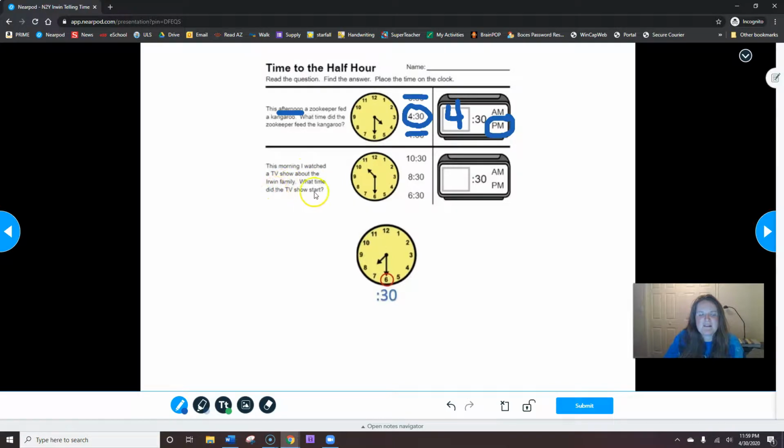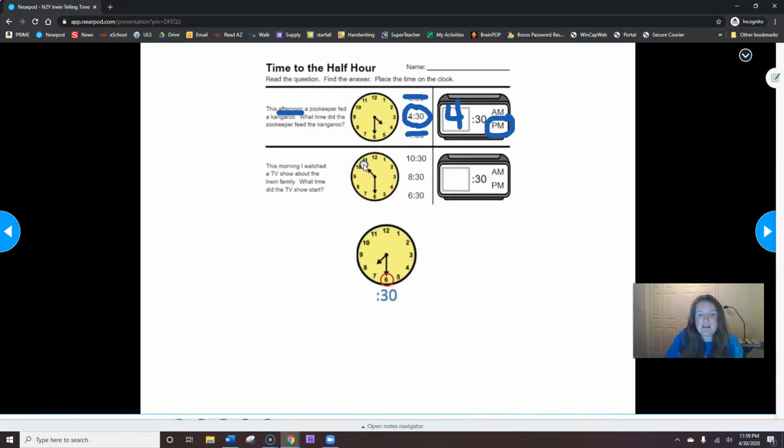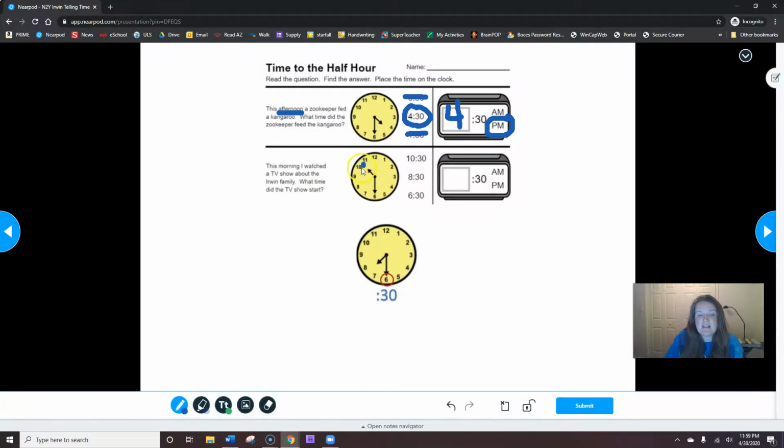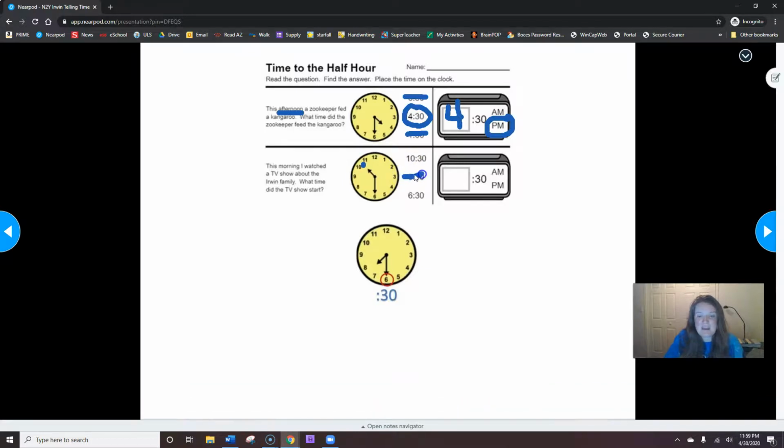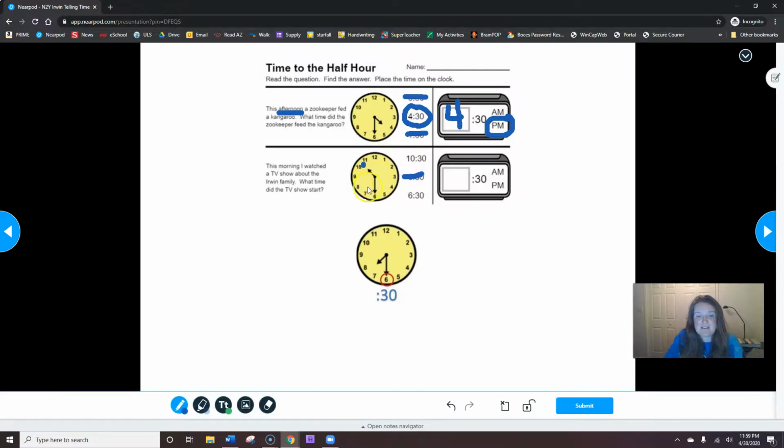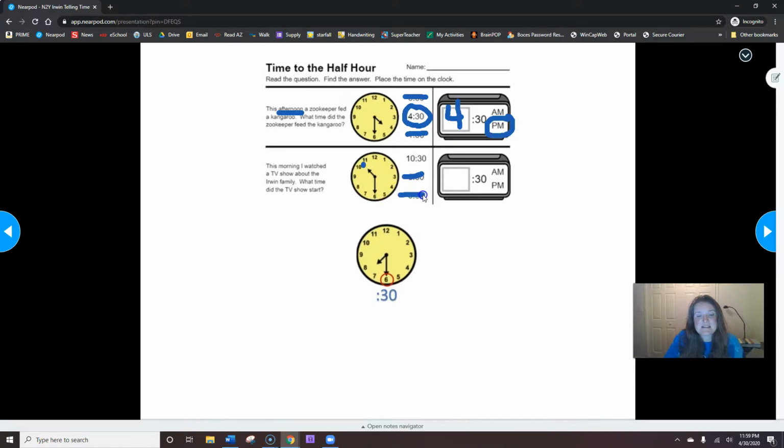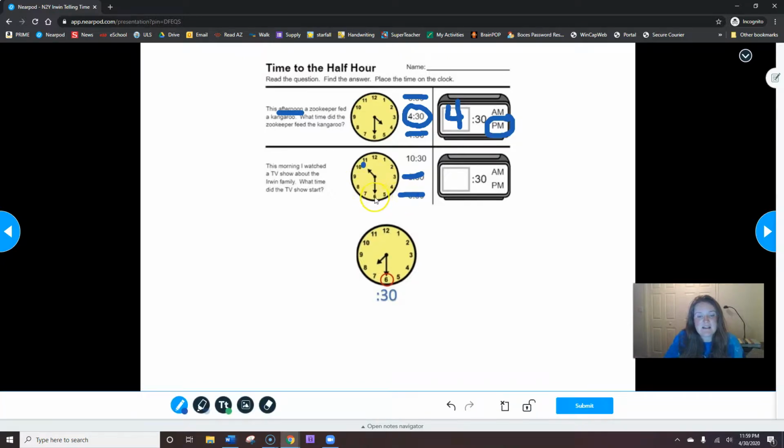What time did the TV show start? So we always start with our little hands. Our little hand is right here in between the 10 and the 11. So it didn't get to 10 yet. Sorry, it didn't get to 11 yet. So 10:30 it could be. Can't be 8. That little hand is not over here. And it can't be 6. The little hand is not over here.